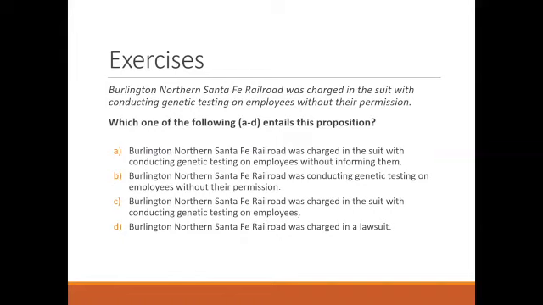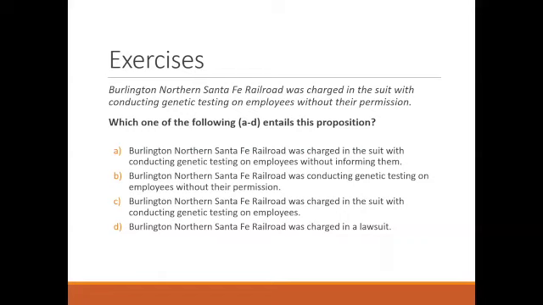Burlington Northern Santa Fe Railroad was charged in the suit with conducting genetic testing on employees without their permission. Which one of the following sentences entails this proposition? Now this is the reverse. If one of these following sentences entails the proposition at the top, then if any of these sentences below is true, the proposition at the top must be true. Or in other words, if any of these sentences below is true, the proposition at the top cannot be false, otherwise there would be a self-contradiction.